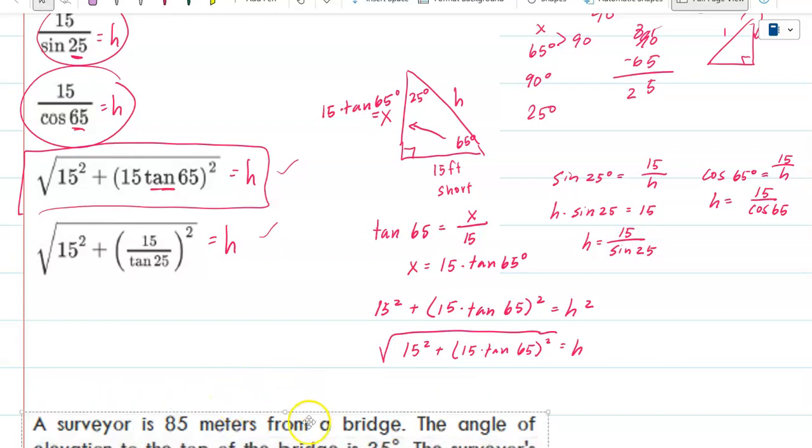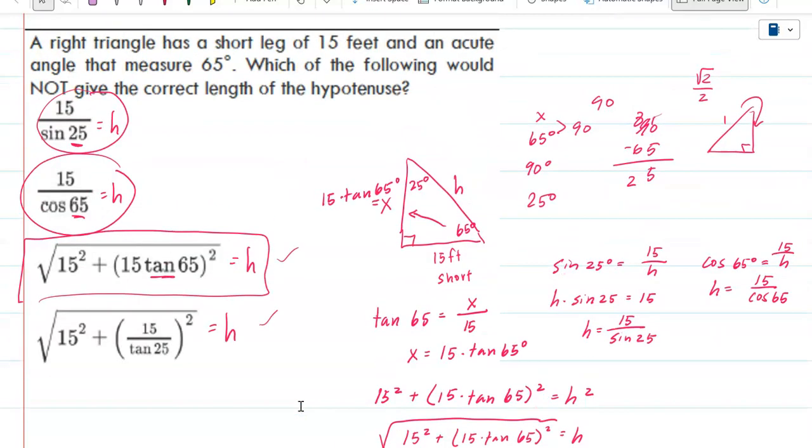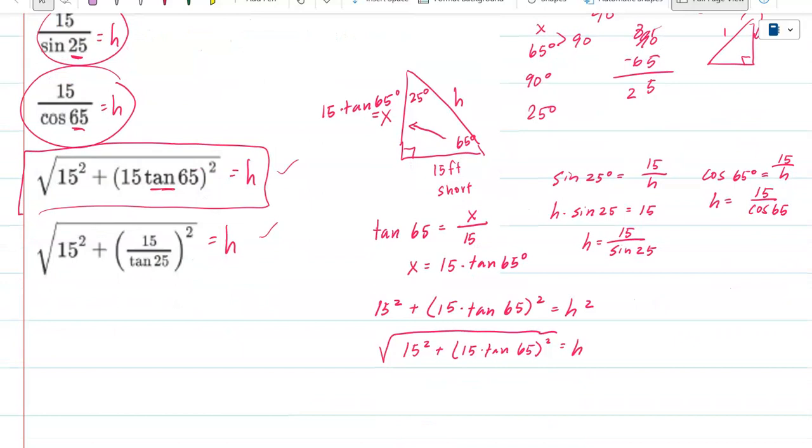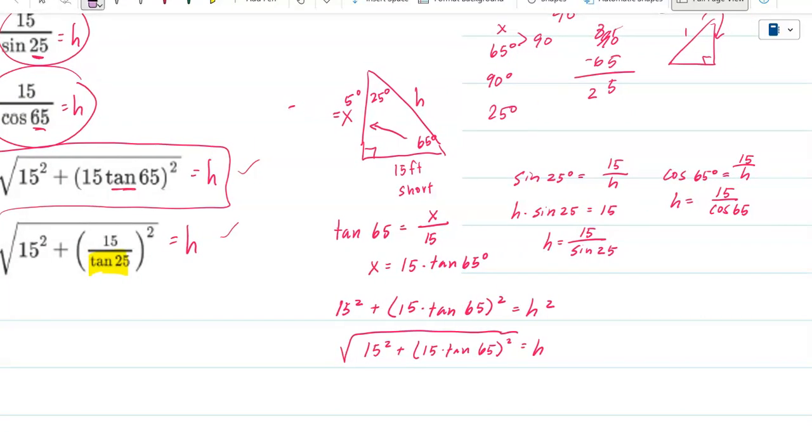So take a look at the next one. The clue is this tangent of 25. So I'm going to go ahead and find the tangent, and this is no longer solving for x. This is the situation that we're in. Tangent of 25 degrees is opposite over adjacent. So I'm going to solve for x. X equals 15 over tangent of 25 degrees.